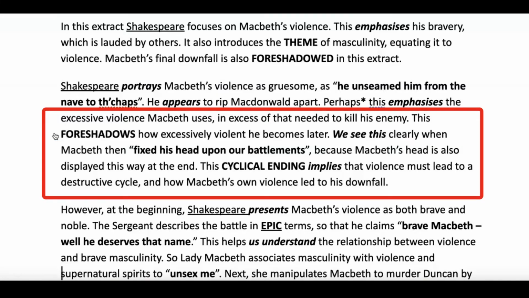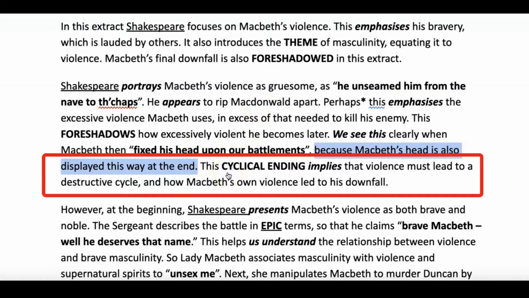We see this clearly when Macbeth then "fixed his head upon our battlements," because Macbeth's head is also displayed this way at the end. So this is a really cunning grade 9 idea. Remember, I told you how important it is to show the examiner you're dealing with the whole text, and I taught you the trick of writing about quotes that happen much later. This student at grade 9 realizes that they can go straight to the very end, and they've noticed this cyclical structure where Macbeth gets his head put on the battlements at the end, which is what Macbeth does to Macdonwald at the beginning.